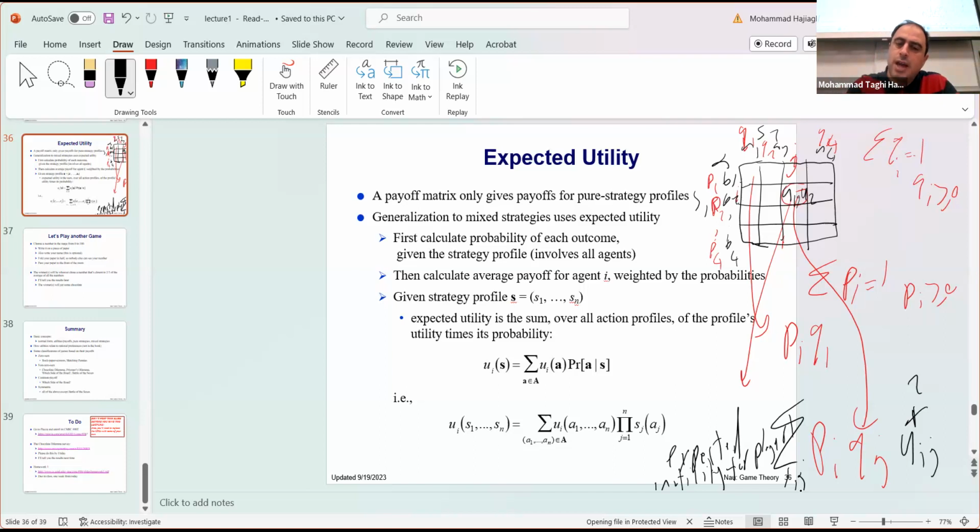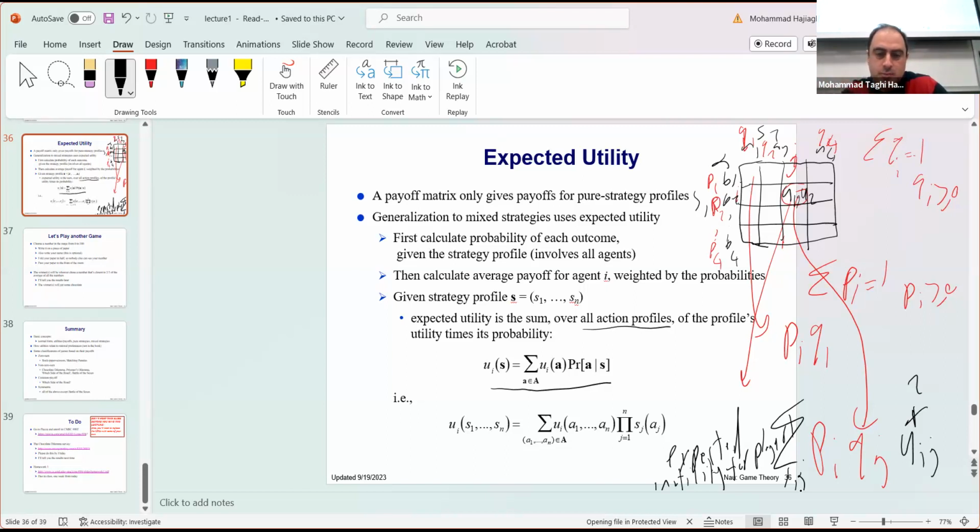So that's the way you can write it more formally. This is essentially talking about the same thing. Expected utility is the sum over all action profiles of the profile's utility times its probability. So essentially Ui of S is equal to the sum over all actions A that belong to the action set, and you can say in terms of conditional probability, what is the probability of A conditioned on S?